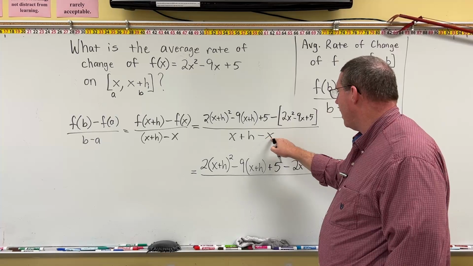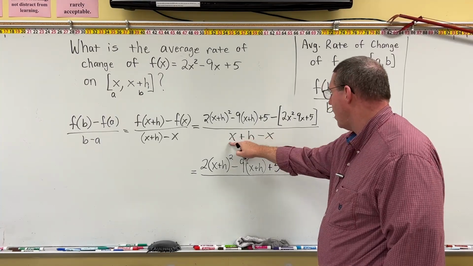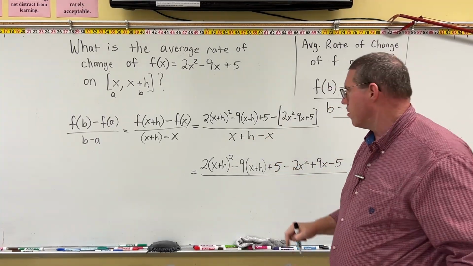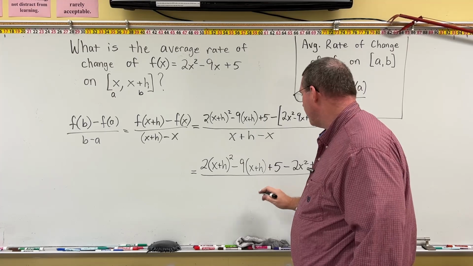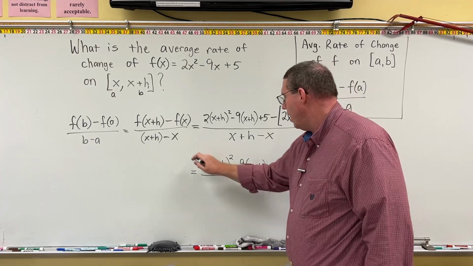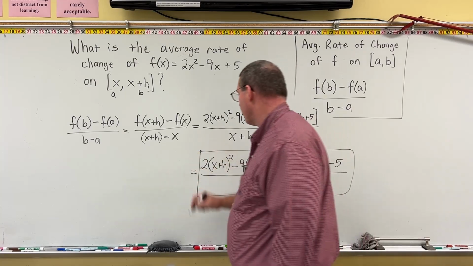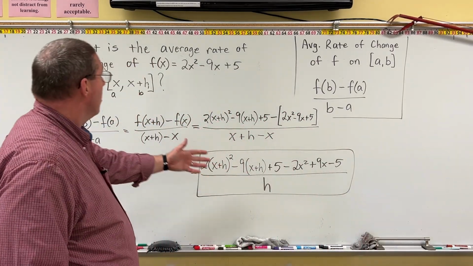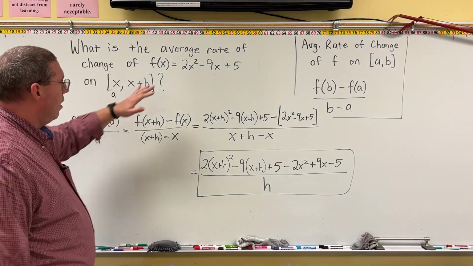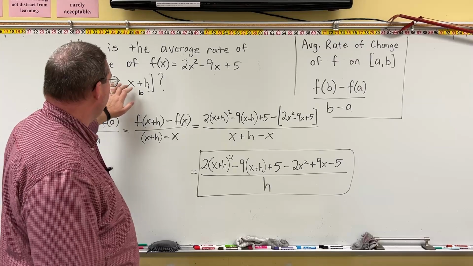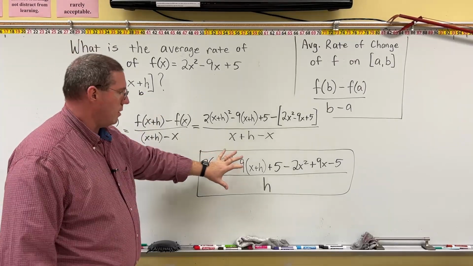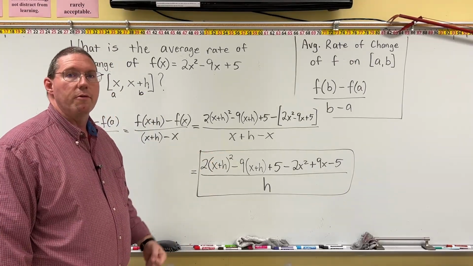X plus h minus x, well, we have x minus x. X minus x cancels to 0, so all we have left is h, all over h. And this actually winds up being a correct answer. Okay, so this is the average rate of change of that function on the interval from x to x plus h. Okay, I'm going to do another example.